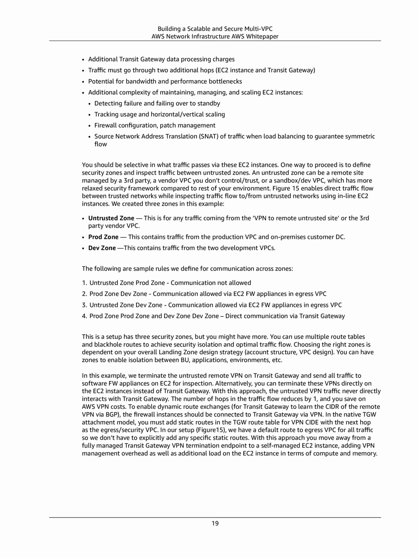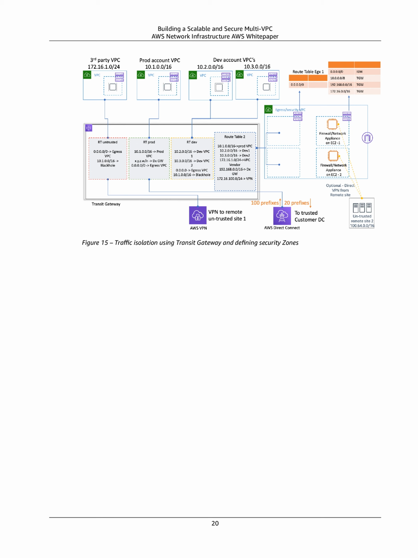With this approach, you move away from a fully managed transit gateway VPN termination endpoint to a self-managed EC2 instance, adding VPN management overhead as well as additional load on the EC2 instance in terms of compute and memory. Figure 15: traffic isolation using transit gateway and defining security zones.